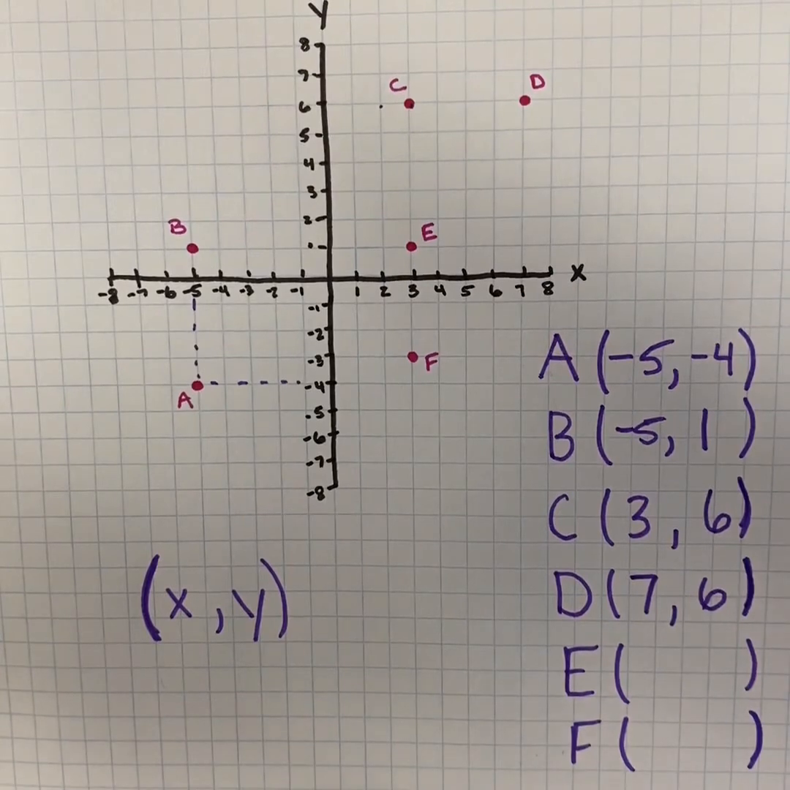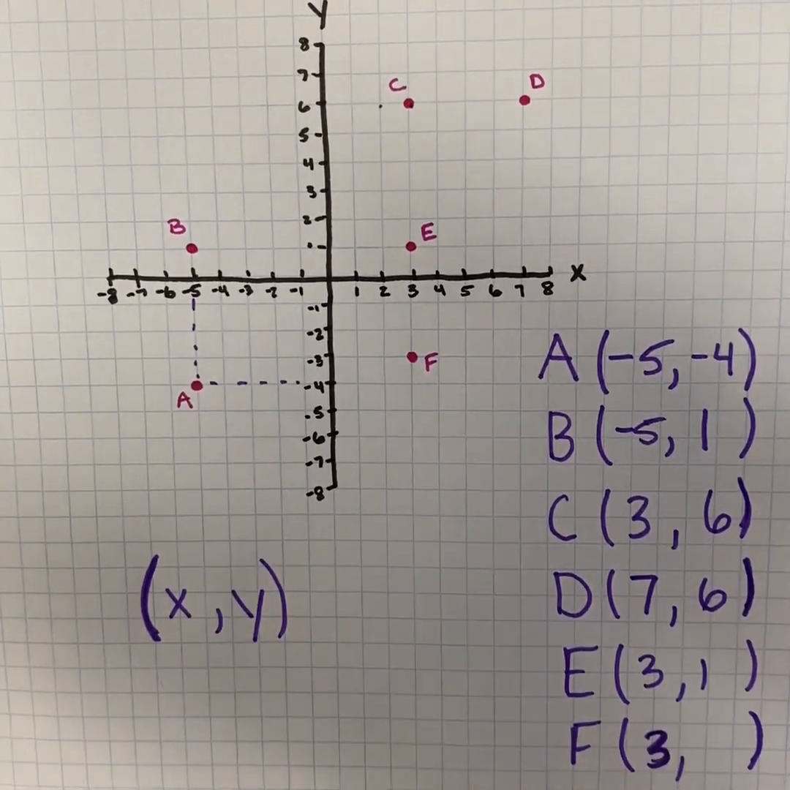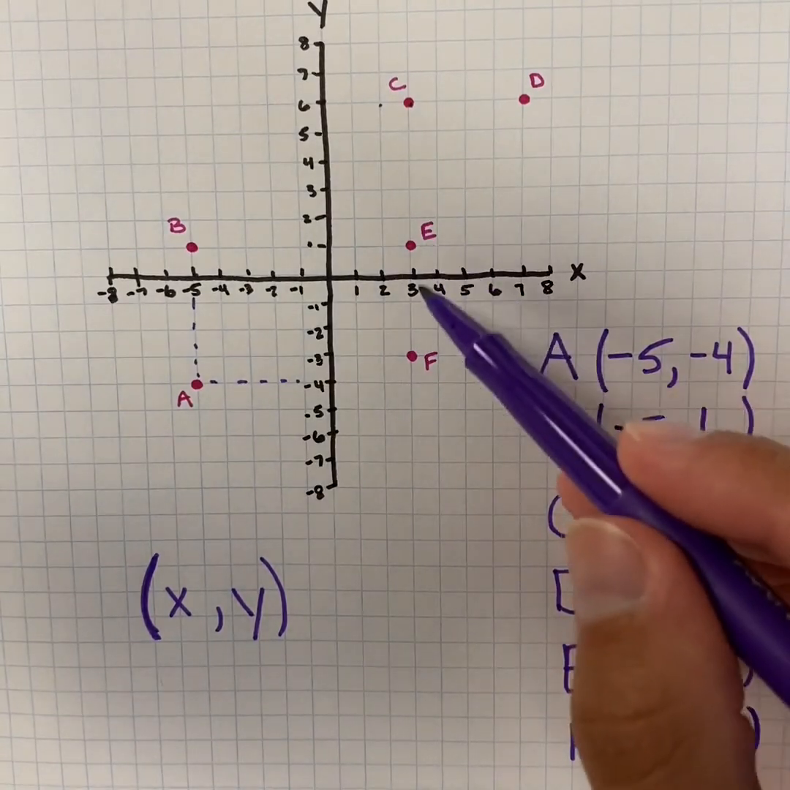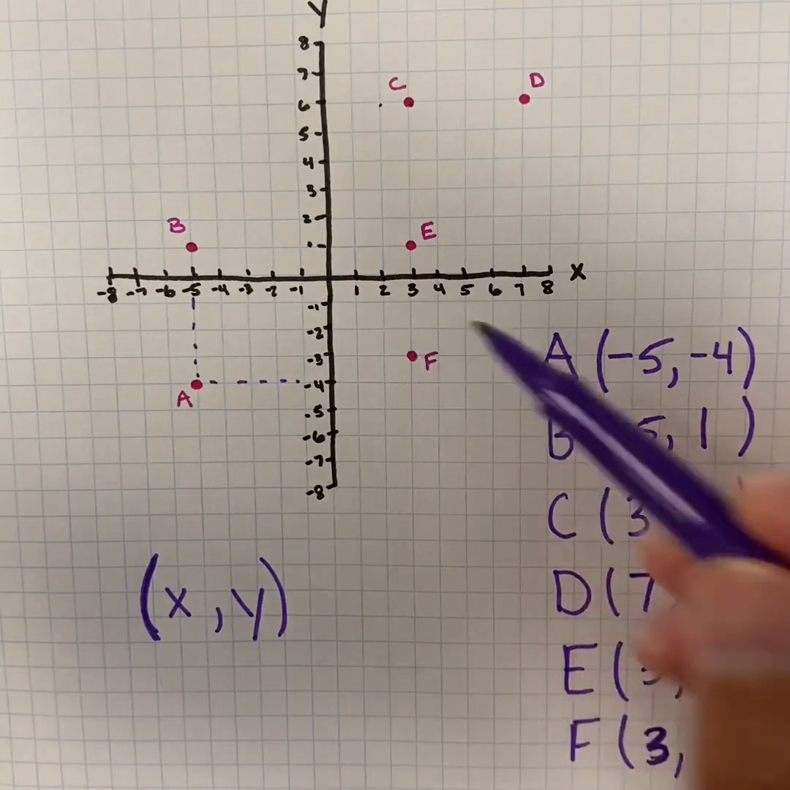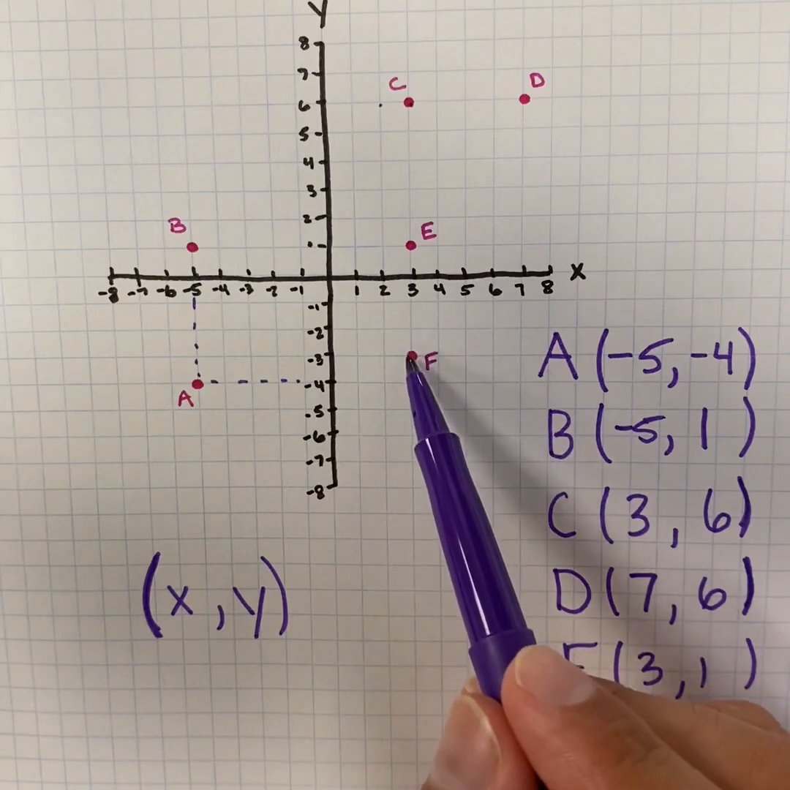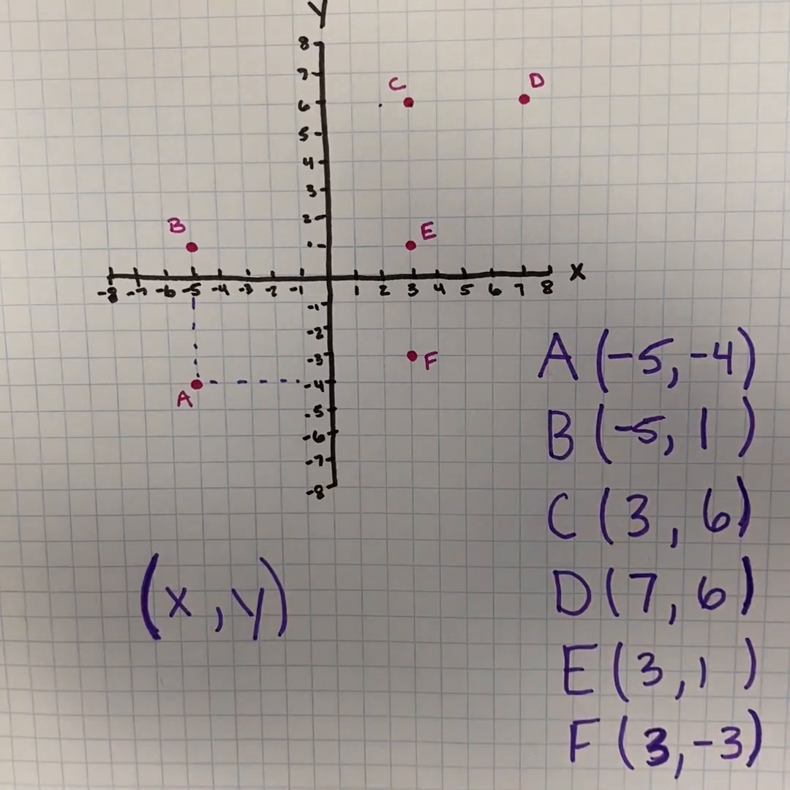Point D would be at 7, 6. Point E would be at 3, 1. And I went ahead and filled in 3 for the x-coordinate on F because I can see that it is directly down from E, so I know that that has to be the same x-coordinate. And then if we look at our y-coordinate, it would be at 1, 2, 3, so -3 because it is below that x-axis. And there we have it.